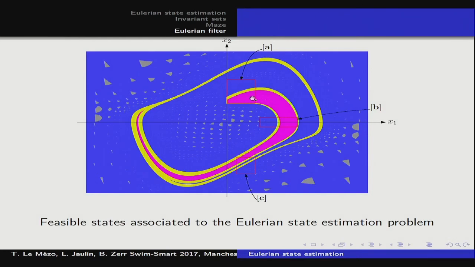I try to find all trajectories that start in A, finish in C, and visit B. You can see that even by hand, it's not so easy, because some trajectories start here, go to B, avoid C at the first round, but later come back to C. For all points in the magenta area, there are feasible trajectories starting from A and going to C. So I have an inner and an outer approximation.